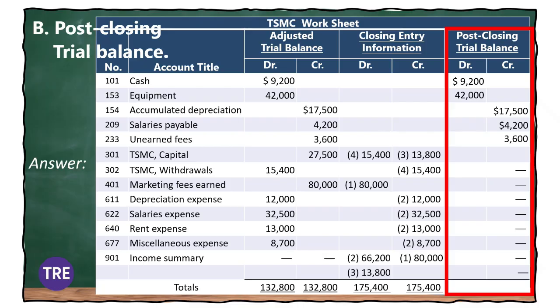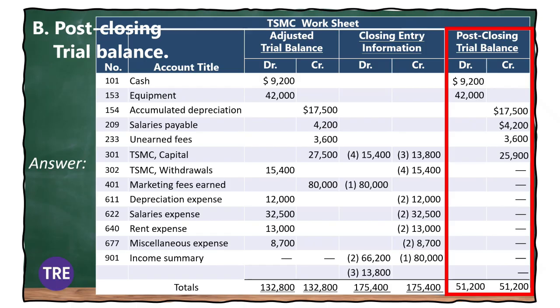Cash is $9,200, equipment $42,000, and accumulated depreciation $17,500. Liabilities include salaries payable at $4,200 and unearned fees at $3,600. Finally, capital has been updated to $25,900 after accounting for net income and withdrawals. Both sides total $51,200, confirming that the ledger is in balance. This post-closing trial balance becomes the starting point for the next accounting period.